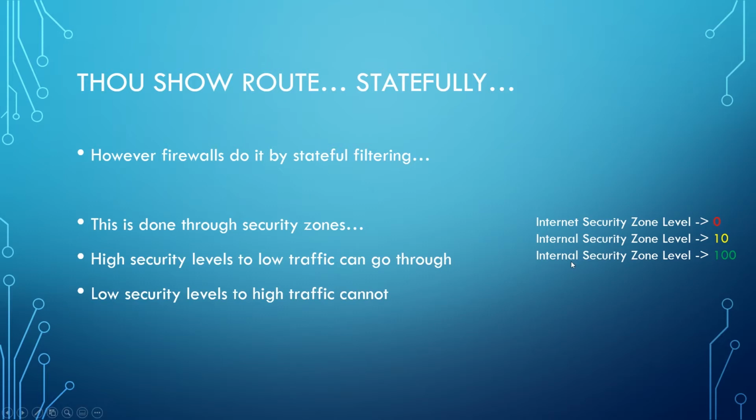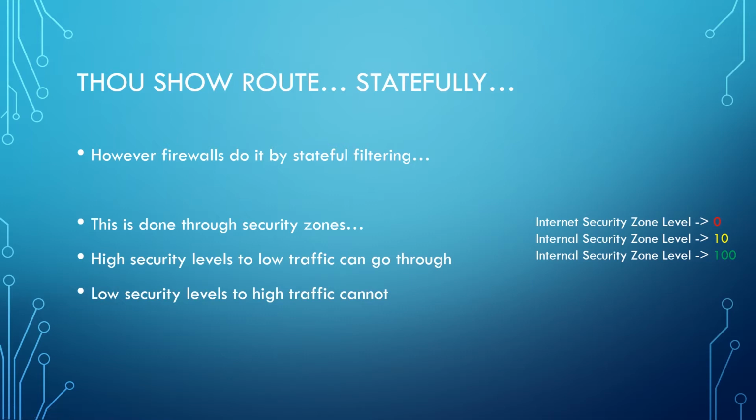But let's say you have a person who is going to Google and he is on the internal security zone, level 100. He's able to initiate the traffic from this level, go to Google, and then Google can respond as long as that session is active. And that is how firewalls are able to provide that protection.